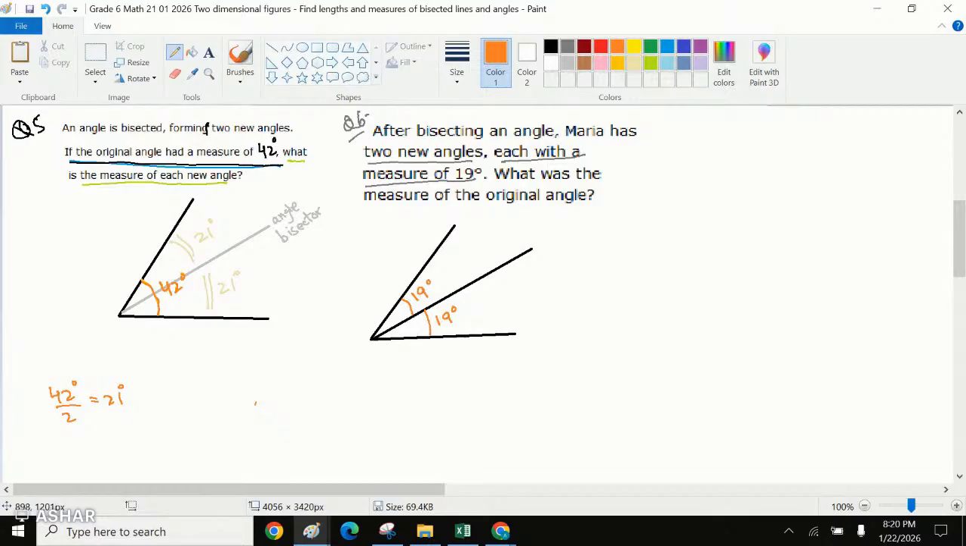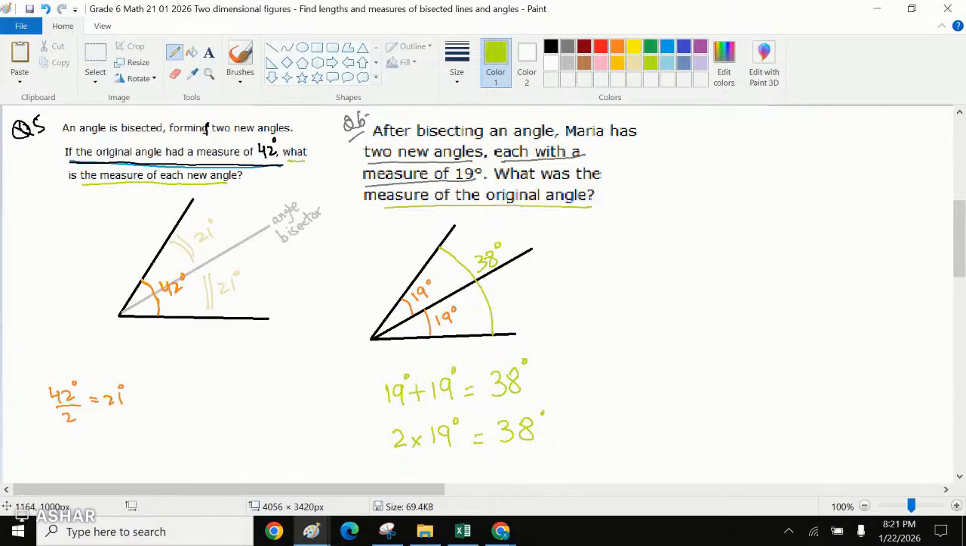So what they're asking us is what was the measure of the original angle? If the original angle was broken down into two smaller angles which were equal, 19 and 19, then the original angle would be 19 plus 19, that would be 38. Agreed? Or we can say 2 multiplied by 19 because there were two angles, it's still 38. So we can say the original angle was 38.